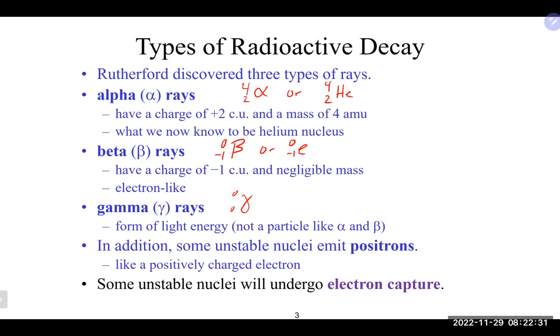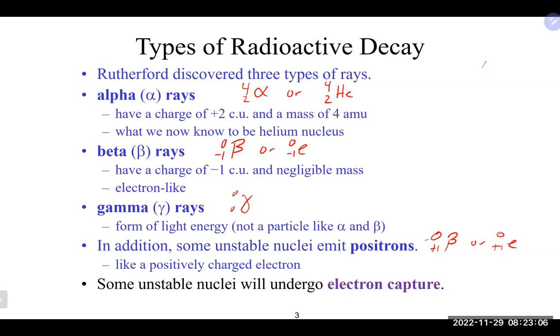In addition, there are some other types of particles that are very commonly seen. We'll see something known as a positron, and that's like an electron with a good attitude. It has basically the same symbol as a beta particle, but it is positive one instead of negative one. We'll see some reactions that they undergo when we have unstable nuclei. Sometimes they'll do what is referred to as electron capture. And we'll talk about some of the terminology in terms of reactions for nuclear chemistry.